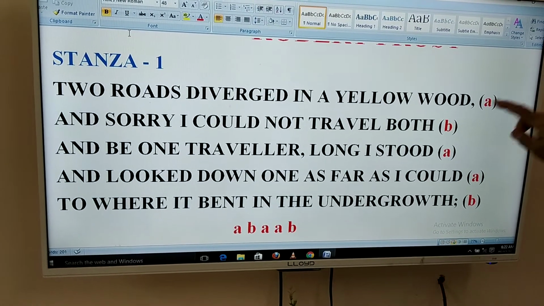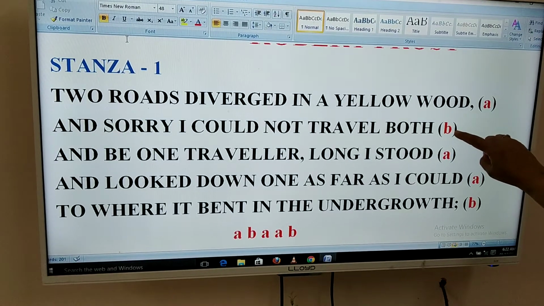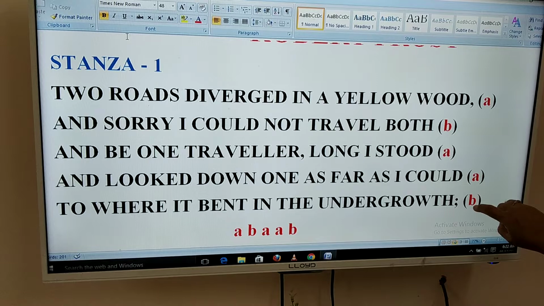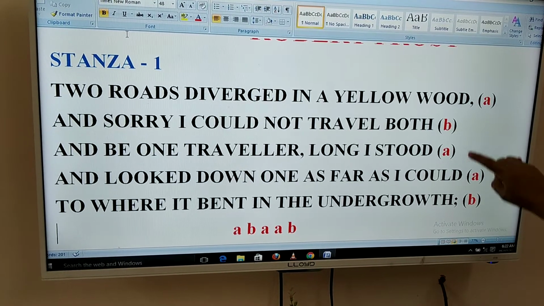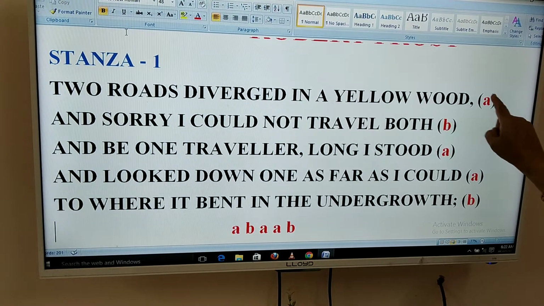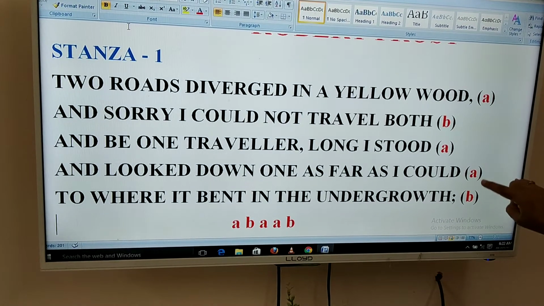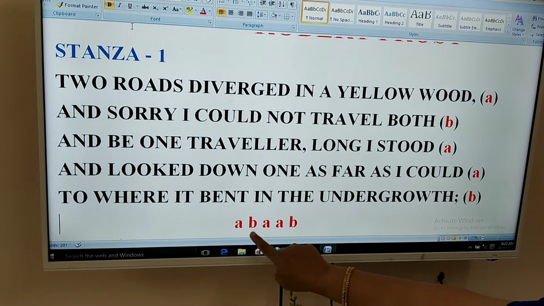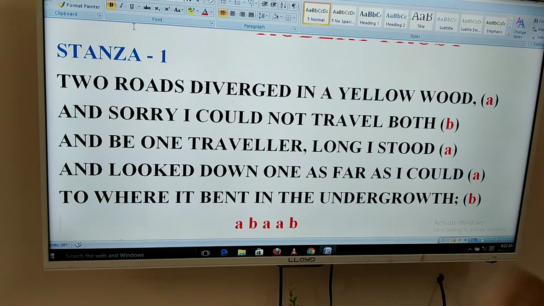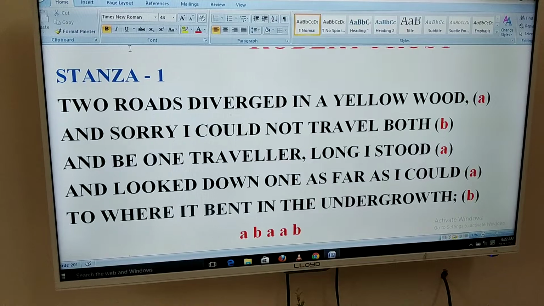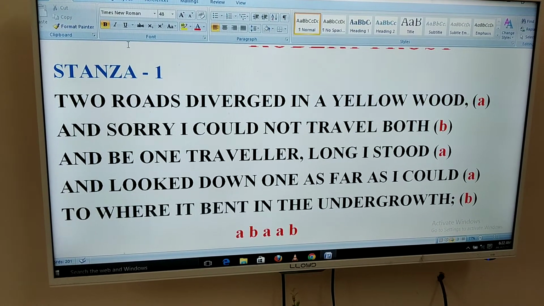Now, both we will mark as B. Both rhymes with undergrowth, so it would be B. So, the rhyming scheme for this stanza is A, B, A, A, B. Now, let us see the literary devices in this paragraph.